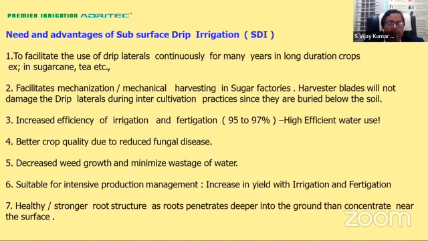Then we have an increased efficiency of irrigation and fertigation as high as 95 to 97%. And the crop quality is also very good because there is very much reduced fungal disease. You don't have any or very minimized fungal disease. Weed growth is totally eliminated because even that small water that is coming on the top will not be there. This is directly going into the root zone, and it is very suitable for intensive production, particularly increase in yield and increase in irrigation with fertigation.